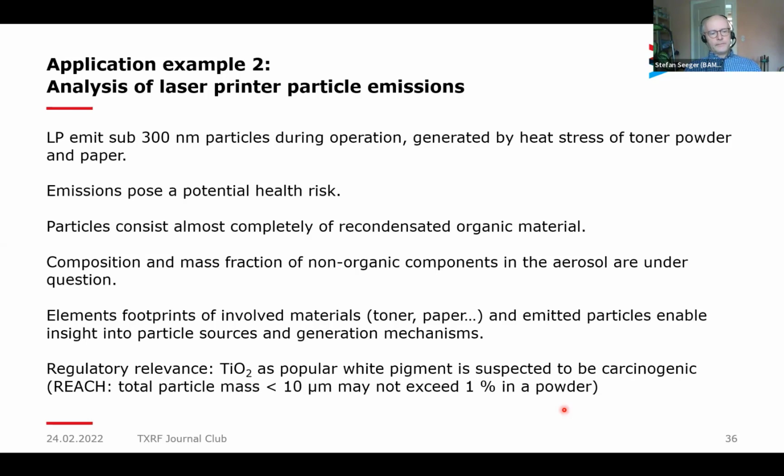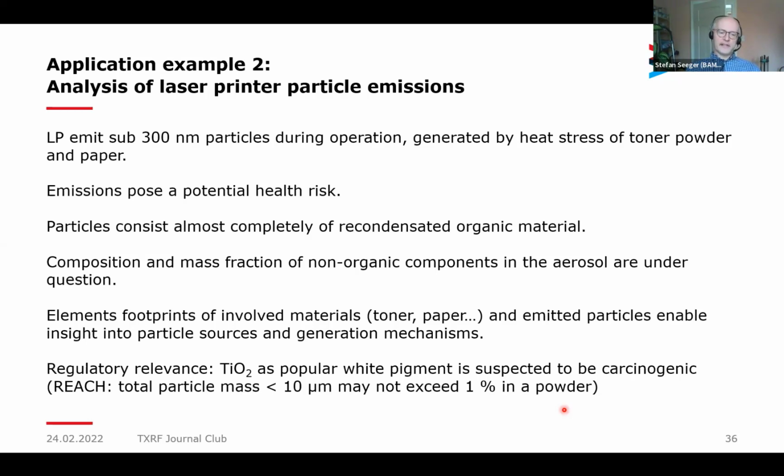We try to find out element footprints of the involved materials, such as the toner and the paper, and by identifying these footprints in the materials and the aerosol samples, we try to find out which of these materials may contribute to the aerosol generation. This is not only science, but it has regulatory relevance, of course.